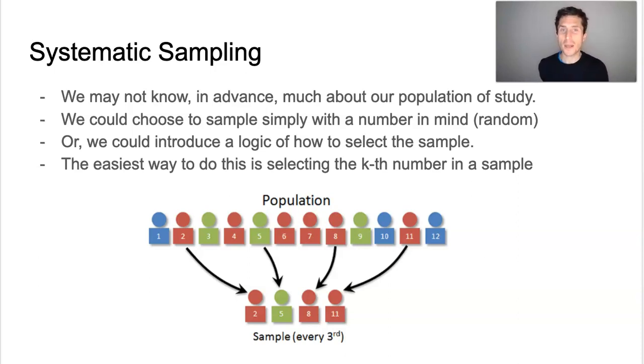And we use systematic sampling when we don't really know much about our population of study. That is, we don't know that we can divide it into strata, and we don't know necessarily how big it is. So one of the things that we might do then is create a rule by which we'll systematically try to reduce the bias of our sample as it's representative of a population.